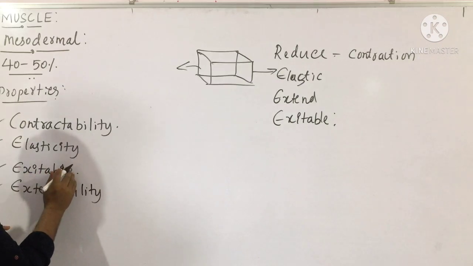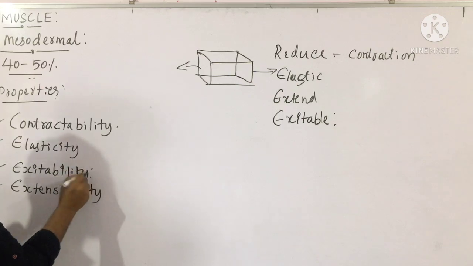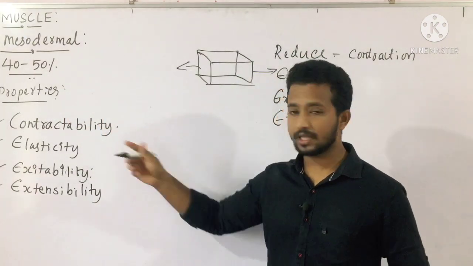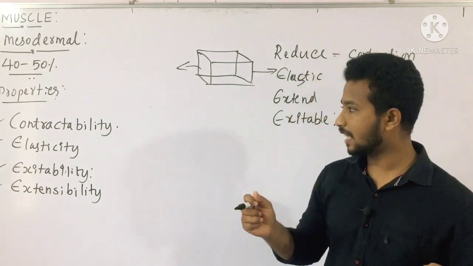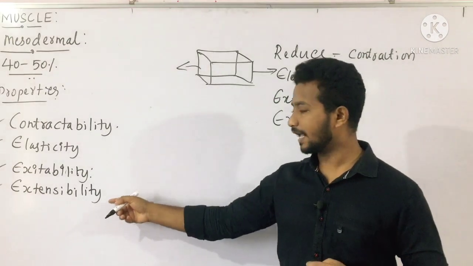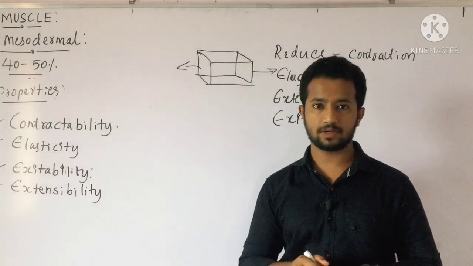Excitability. So they are excitable, they are contractible, and we can make them elastic, so elasticity is one of the properties. We can expand them, we can extend them. So these are the four very important properties of muscle fiber.